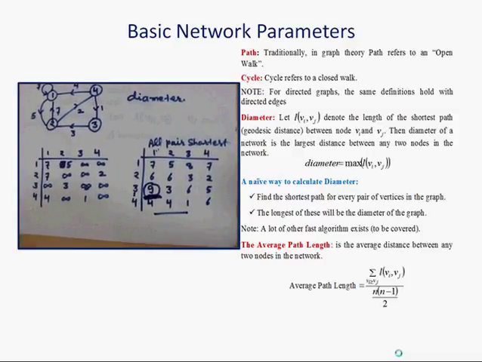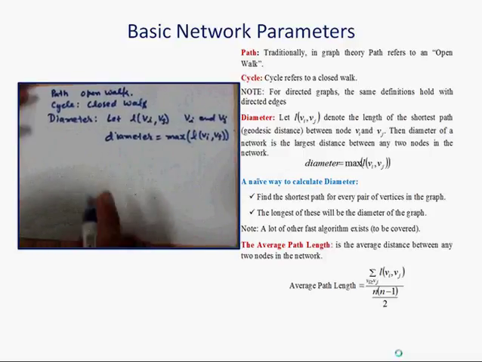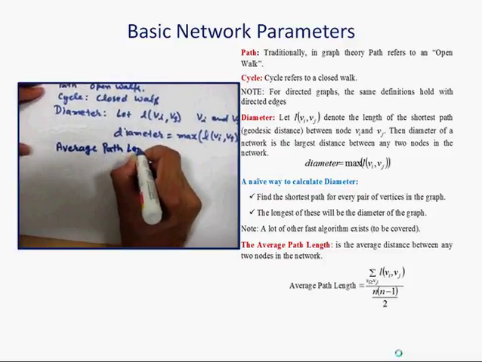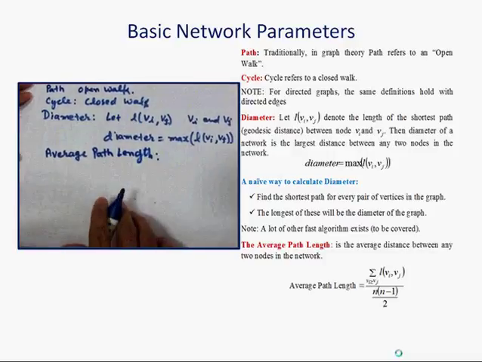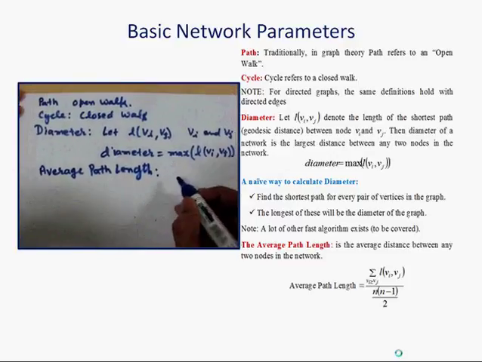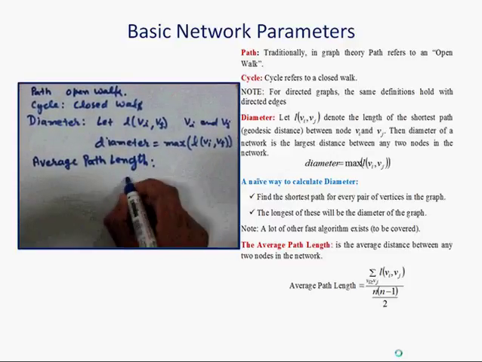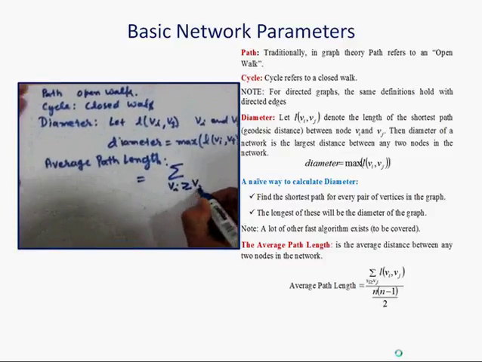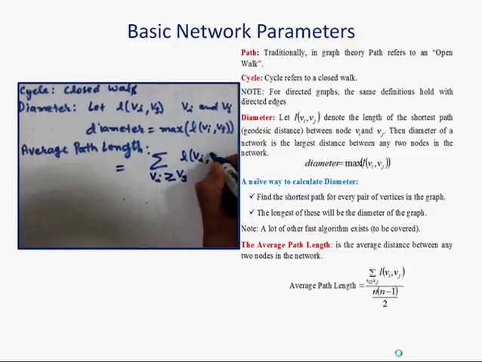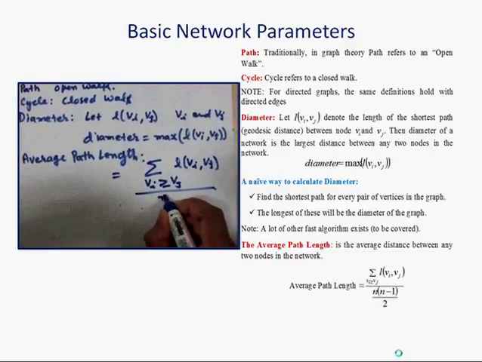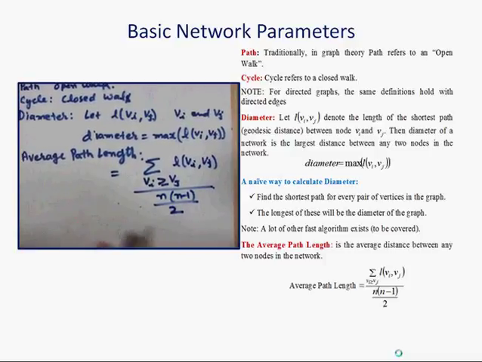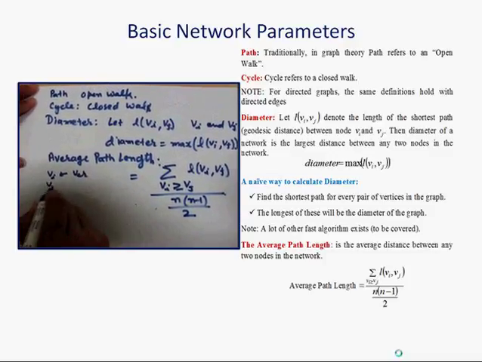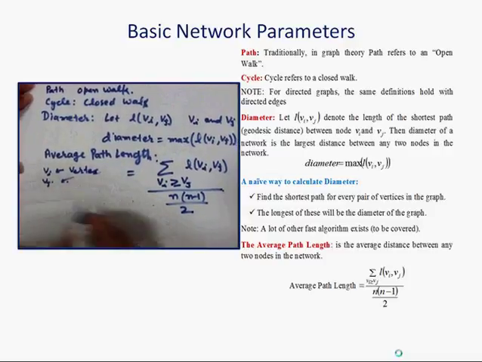Now the average path length. It represents the average distance between any 2 nodes in the network. It can be represented by a formula, where Vi represents the vertex Vi and similarly Vj, and N is the number of nodes in the graph.